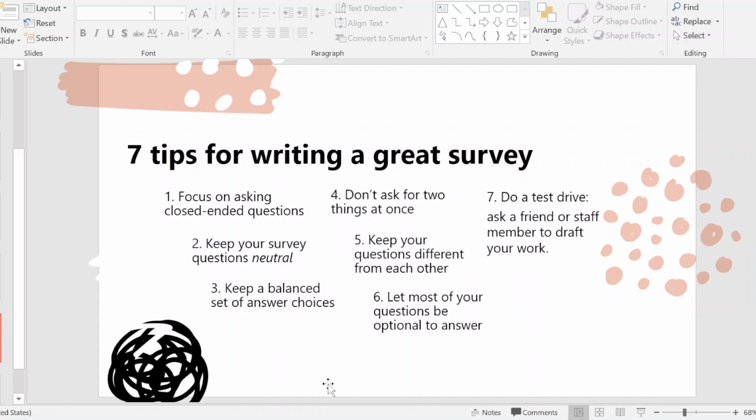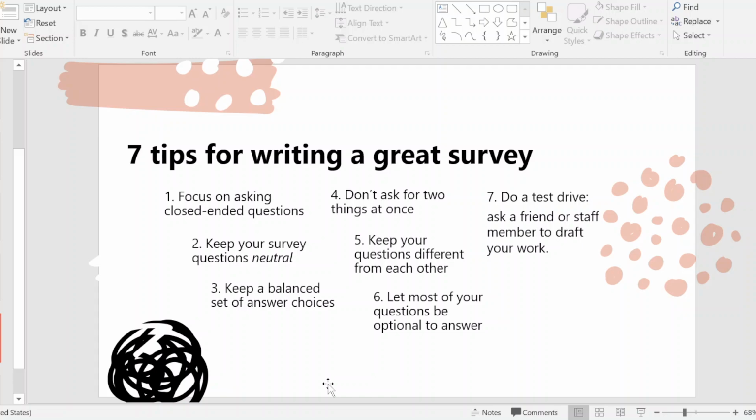Keep your questions different from each other. This is why it's really important to get it drafted, because you may not realize that you're essentially asking the same question but using different words or different terminology. Okay, this is why it's important. So you want to plan your questions and get them drafted, and make sure that you are getting the answers and the responses that you need in order to add that value and not waste your respondents' time.